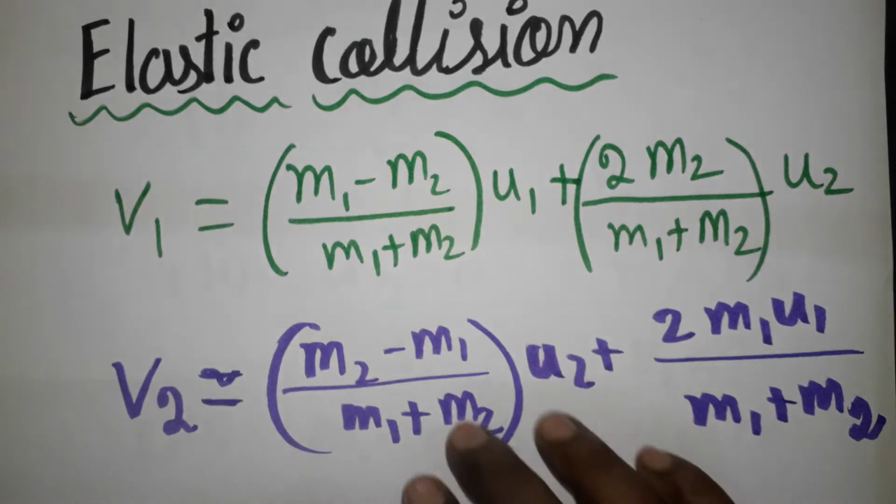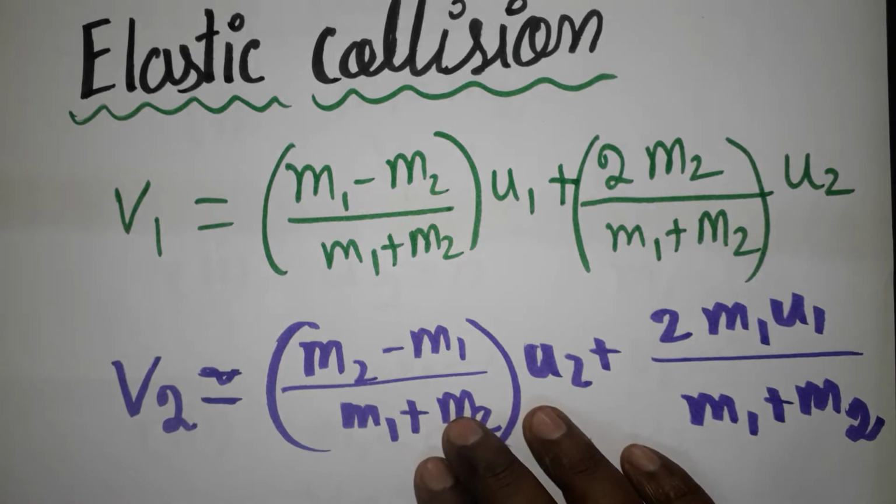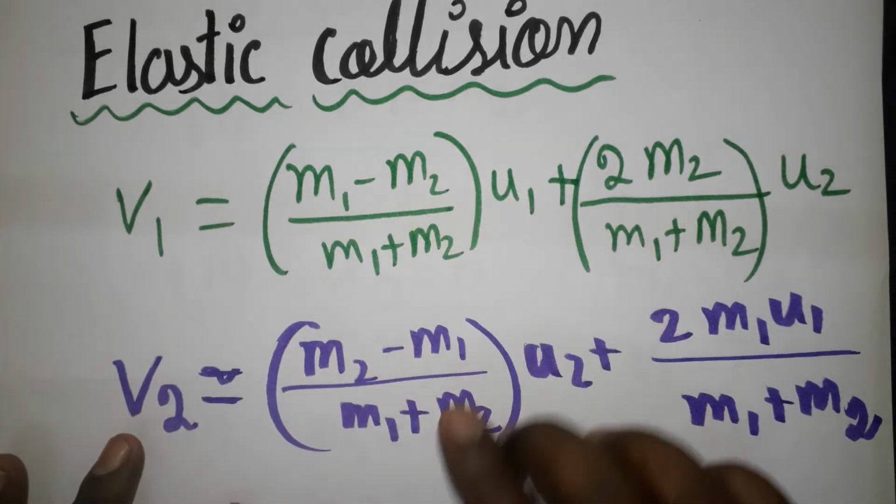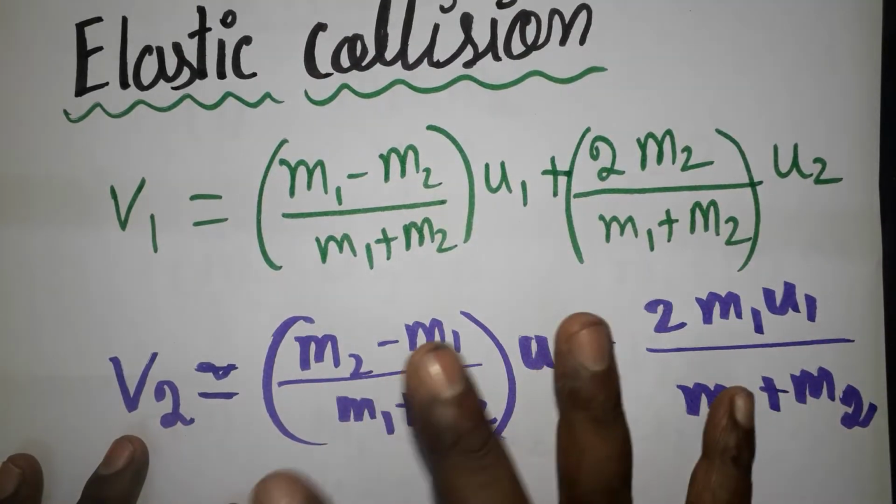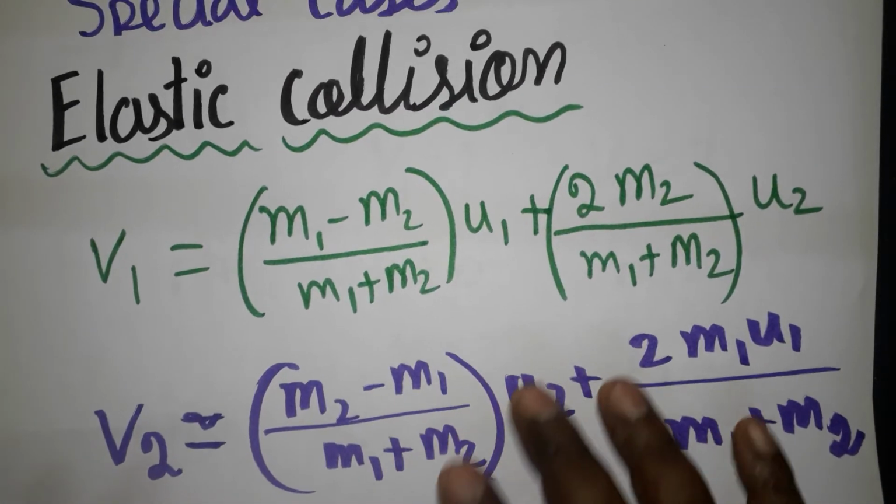There are two types of collision: one is elastic, another one is inelastic. Today we are going to see the elastic collision derivation. These are the equations we are going to learn how to derive. Actually, it's very simple to derive.